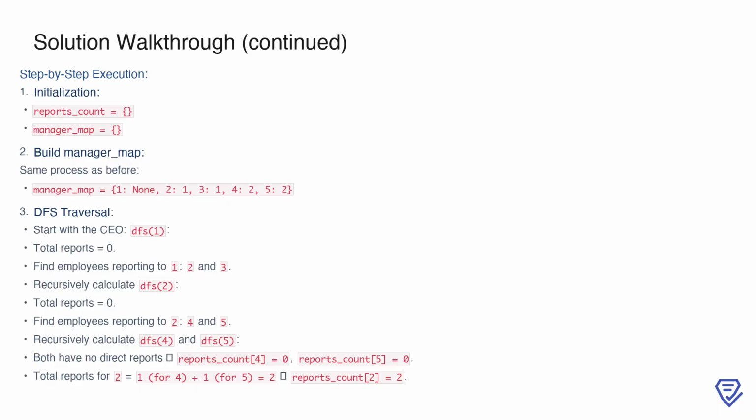Now, we analyze a larger hierarchy where employee 1 is still the CEO, but there are additional levels of reporting. Employees 2 and 3 still report to employee 1, but now employees 4 and 5 report to employee 2.